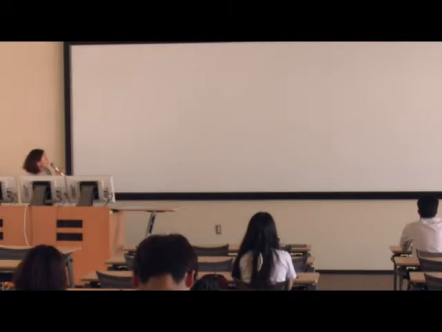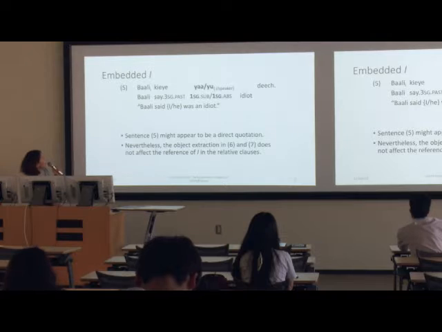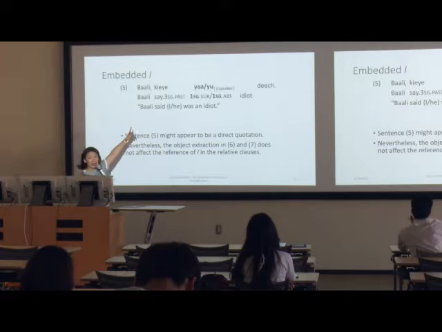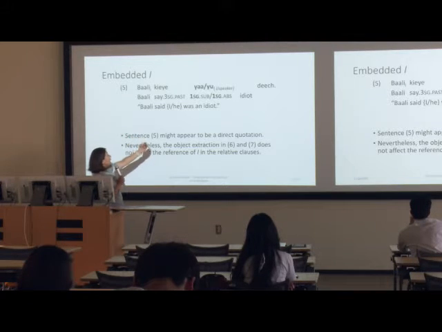Okay, so this embedded I. Hassan said, I'm an idiot. This I, or you, refers to Hassan or Bali, or optionally the speaker. So this I means Bali, not the speaker. So do you remember the Mickey Mouse slide? Mickey Mouse said, I'm Mickey Mouse. Then this I is Mickey Mouse. But in this case, if Bali said, I'm an idiot, this I is Bali and not the speaker.